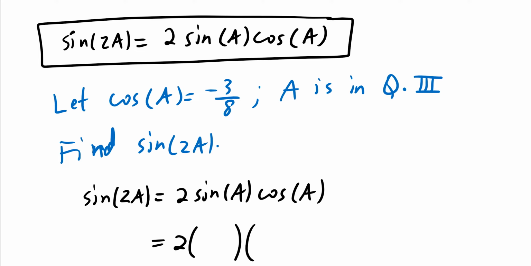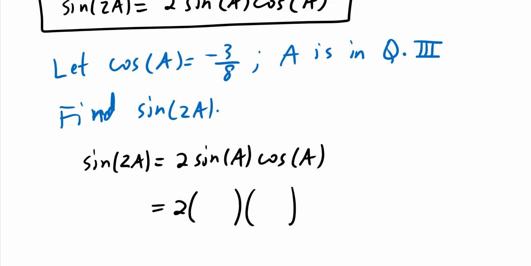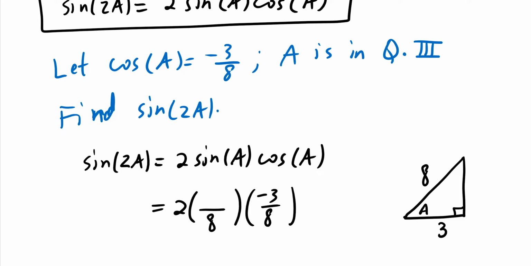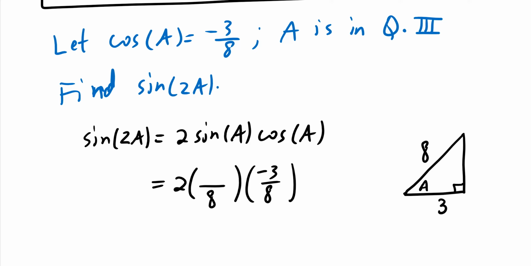Sine a is what? We don't know, but we do know cosine is given as negative 3 over 8. We have a triangle. A is here. Cosine is adjacent over the hypotenuse. Or you can use the Pythagorean identity to solve it. I use triangles, same way. To find sine A, I need the opposite over the hypotenuse. So I know the hypotenuse is 8, but I need to find the opposite. So how do I find the opposite? We're going to use the Pythagorean theorem.